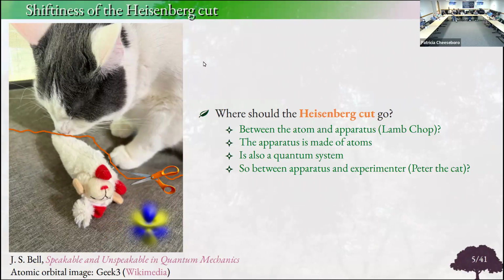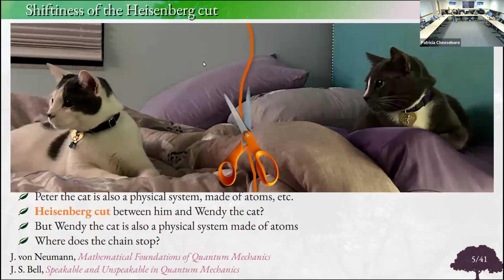But the ambiguity does not end there. And this was very strongly emphasized by von Neumann back in the 1930s. You could go another step back. Peter the cat is a physical system made of atoms and should have a Hilbert space. You can ascribe a state in Hilbert space to them that evolves unitarily according to quantum mechanics. So maybe you need to place the cut further back, treat Peter as just another quantum system, and then you have another outside system, Wendy the cat, who is classical and describes Peter in terms of a wave function. Where does this stop?